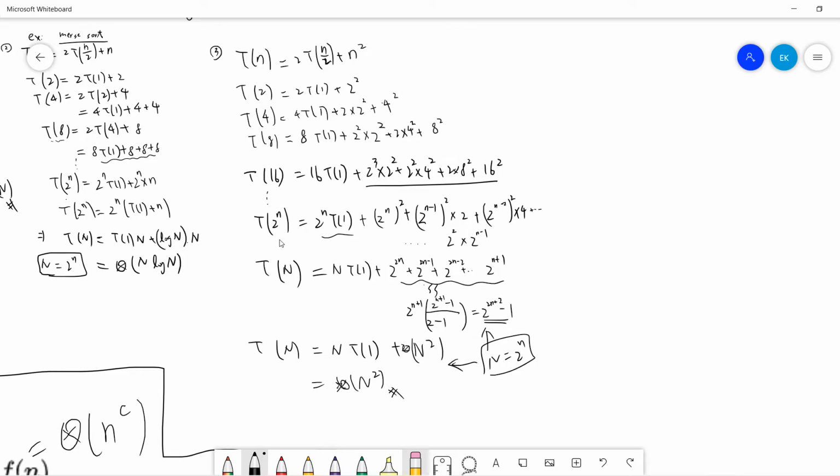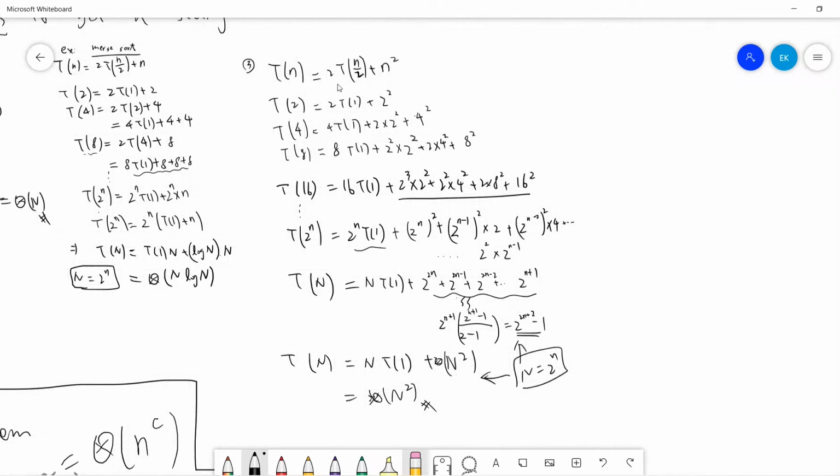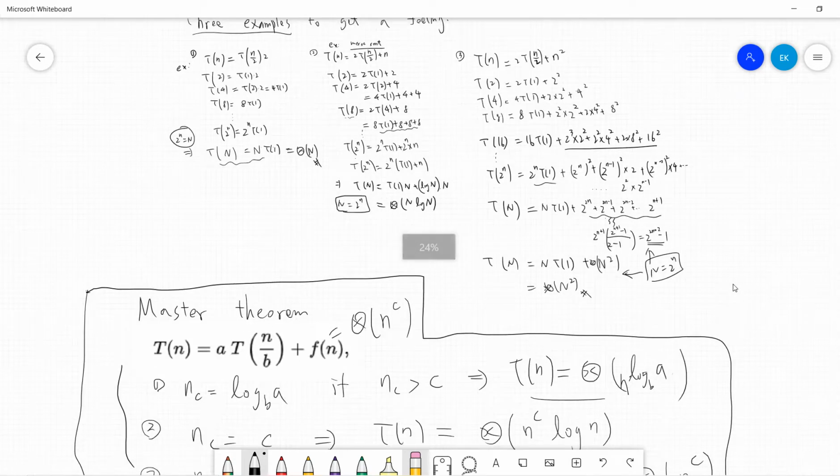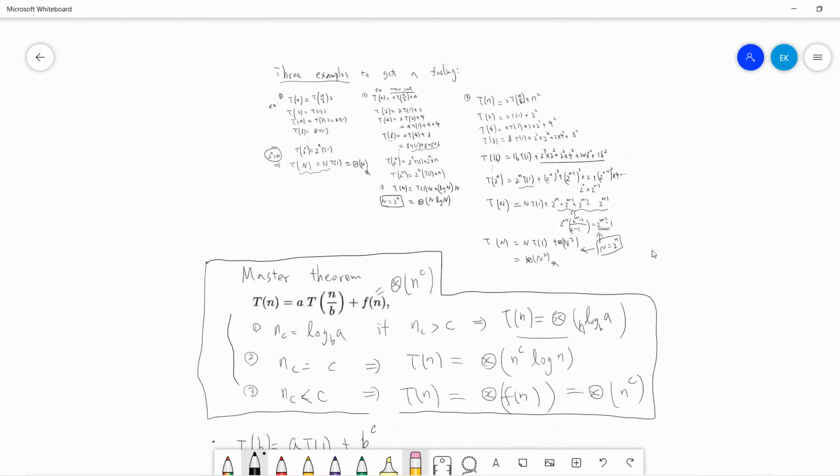So if you let 2^n be n, then T(n) is T(1) plus this, which is basically n squared. So Theta of n squared. In this case the critical exponent is 1 and this exponent is 2, right? So this n squared term will dominate the first term. Okay, so these are the three examples of the master theorem.